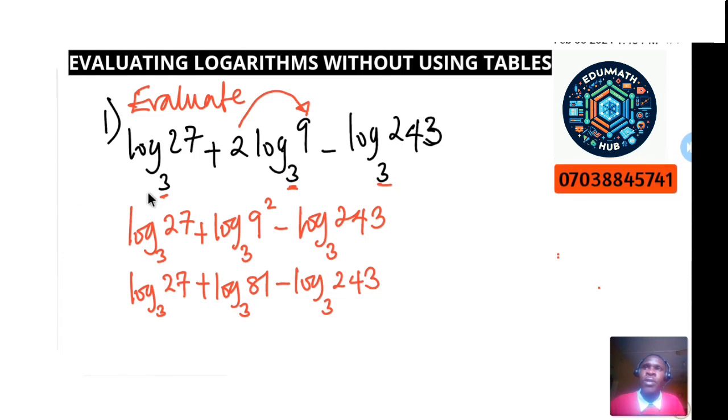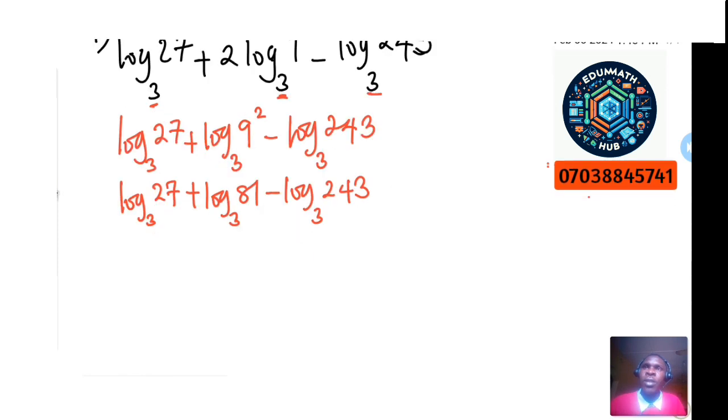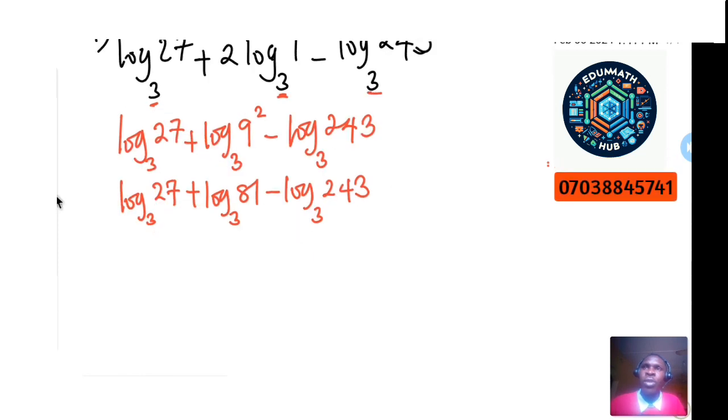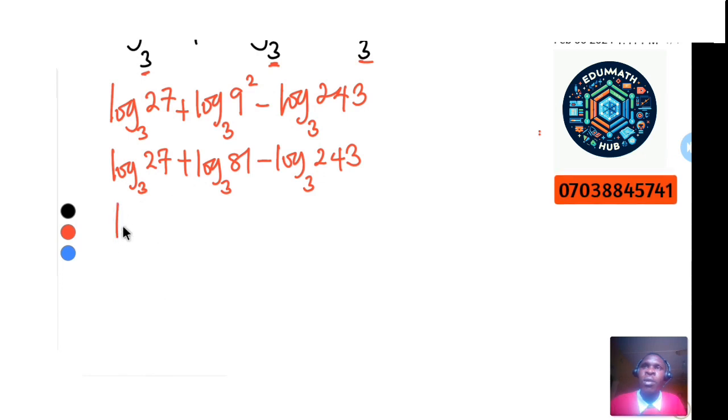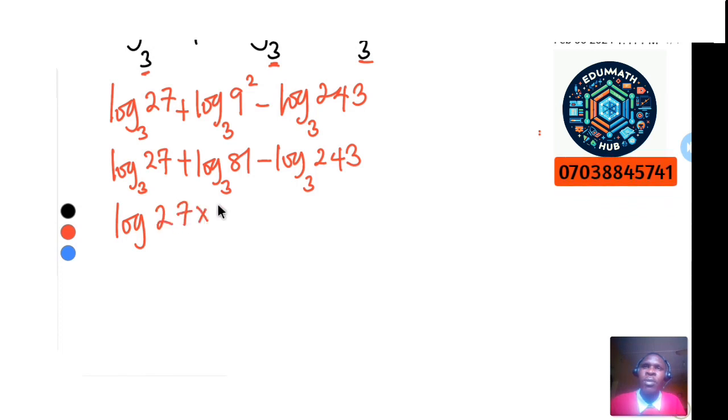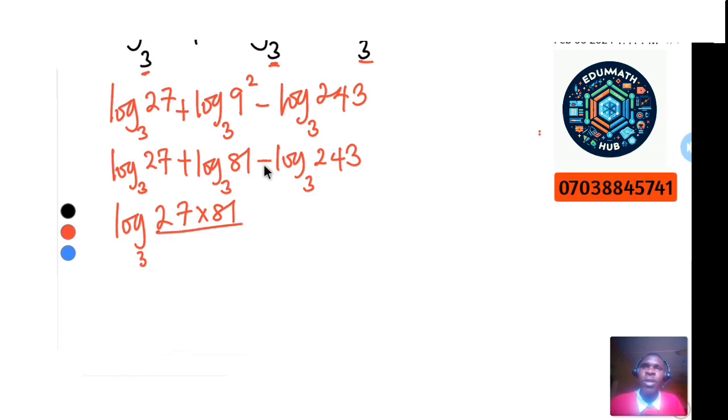So the next step, you are going to apply the laws of logarithm, based on the addition law and the subtraction law. This is what we're going to do right now. So you have log. This is plus here. When you have plus, you are doing multiplication. So you have 27 times 81, your base is 3. Then you are dividing. This is minus. Minus means division. Then you divide by 243.